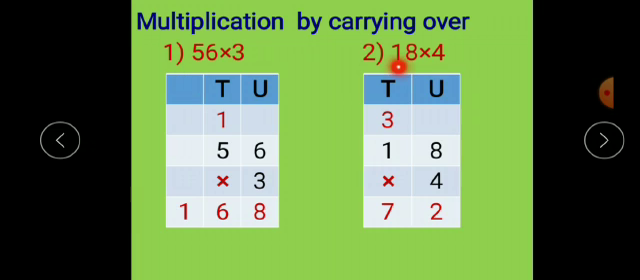Now next is 18 multiplied by 4. First of all, arrange it vertically. Now recite the table of 4, 8 times. 4 eights are 32. So 2 here, 3 is carrying over to the next place. After that, table of 4, 1 times. 4 ones are 4 and 4 plus 3 we get 7. So here the answer is 72. In this way you have to solve the multiplication questions.